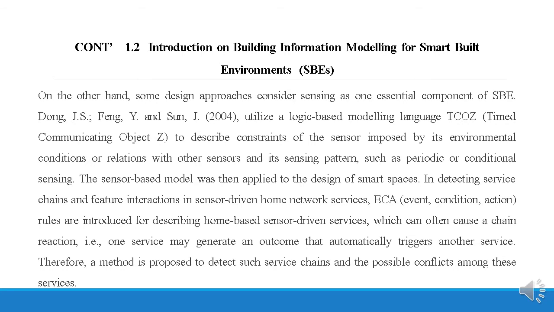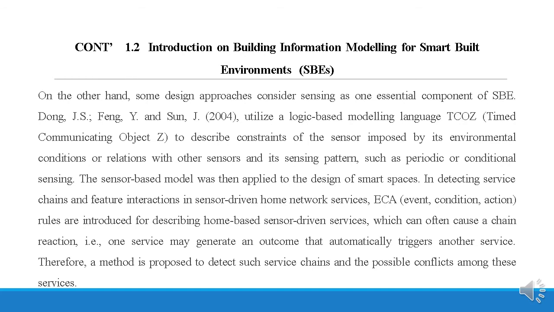On the other hand, some design approaches consider sensing as one essential component of SBE. Dong J.S., Feng Y., and Sun J. 2004 utilize a logic-based modeling language TCOZ, Time Communicating Object Z, to describe constraints of the sensor imposed by its environmental condition or relation with other sensor and its sensing pattern, such as periodic or conditional sensing.